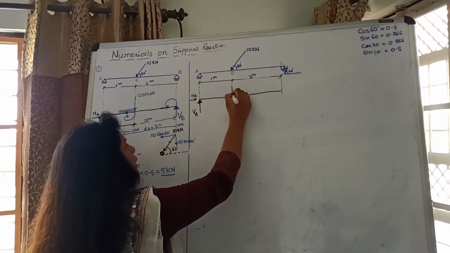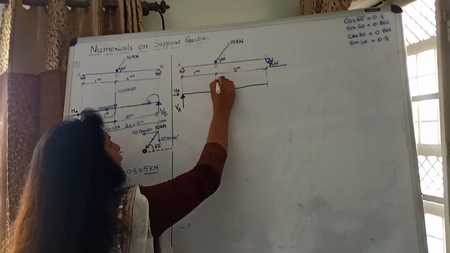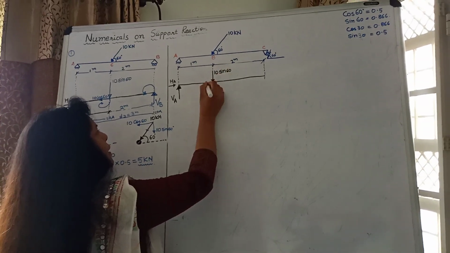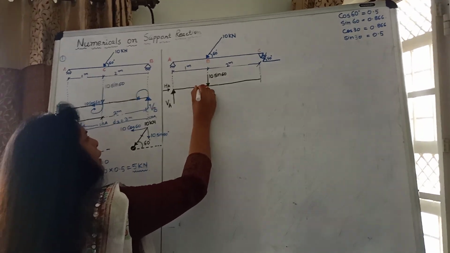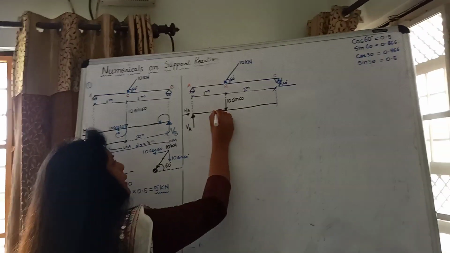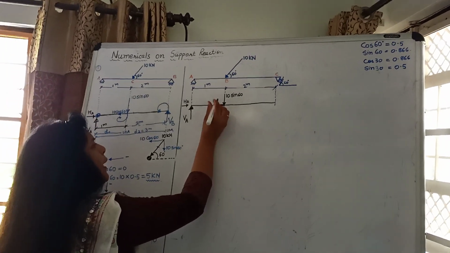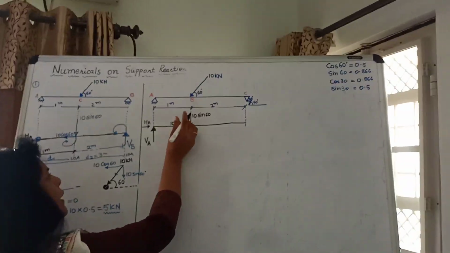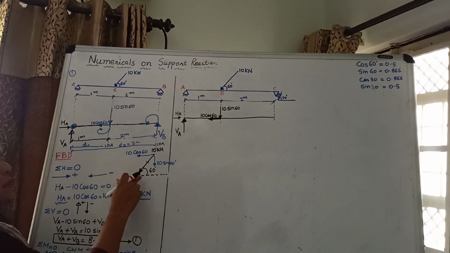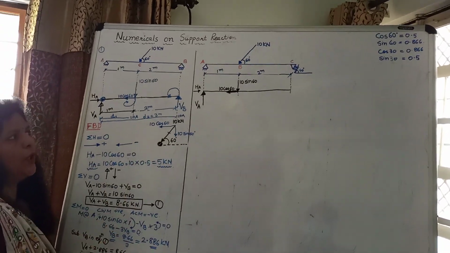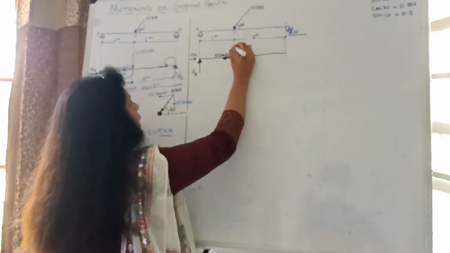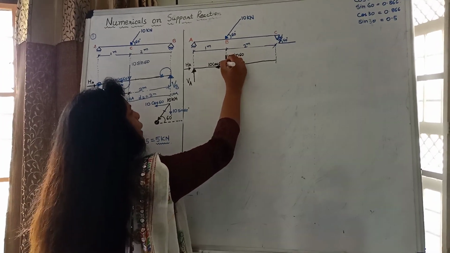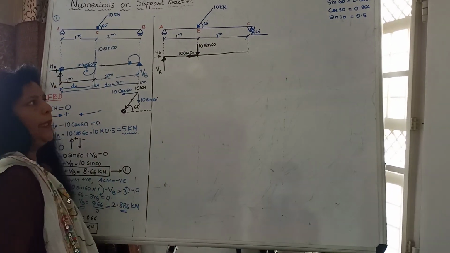So in the vertical downward direction, we have 10 sin 60, and in the horizontal direction we have a component 10 cos 60. I am not showing you again because we have already done this in the first problem: an inclined load is resolved into two components, horizontal and vertical. So the vertical component is 10 sin 60, and the horizontal component is 10 cos 60.